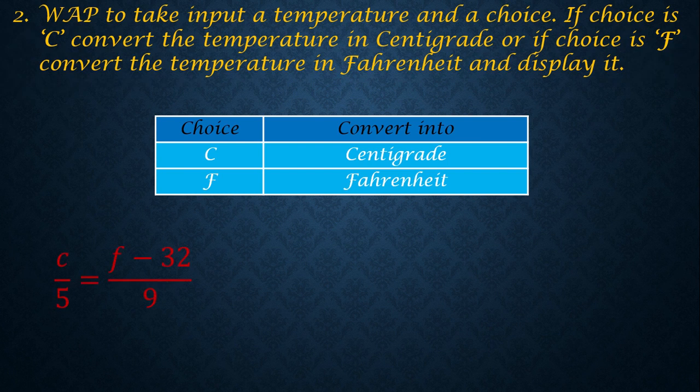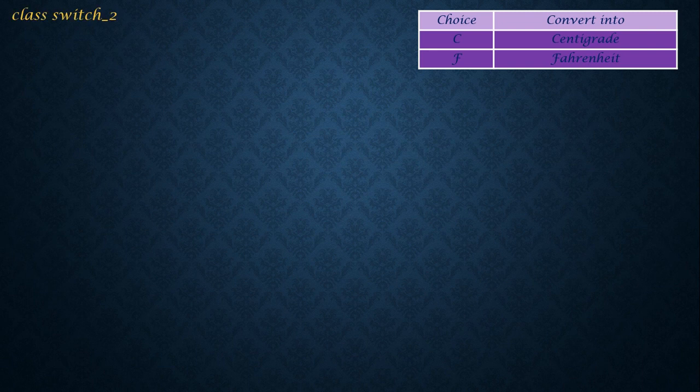If we have forgotten the formula, let us just go through it once. The formula is C by 5 equals F minus 32 by 9, and from this we can get the value of C using this formula, or if you want to calculate the Fahrenheit, you can use this formula. Okay. Now let us see the program.